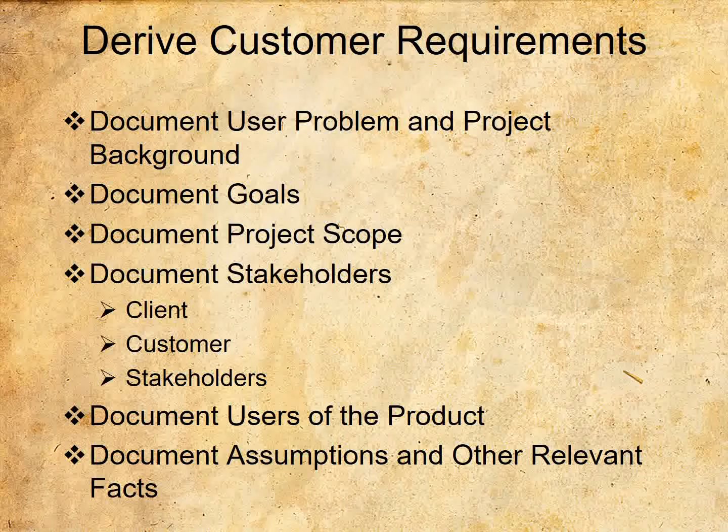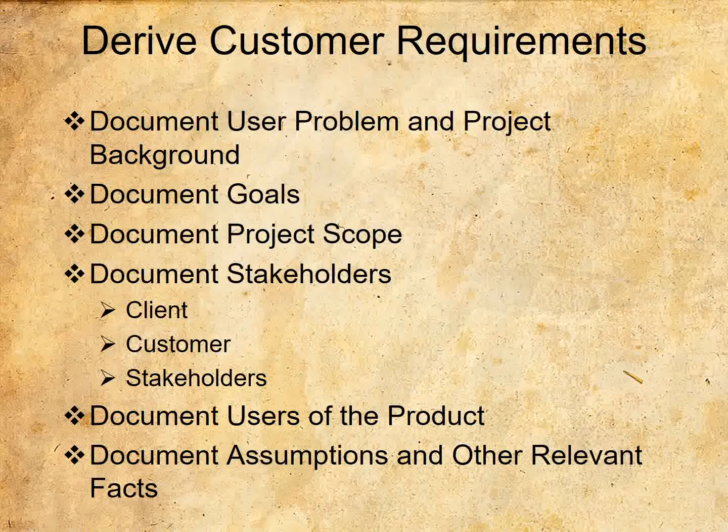Document users of the product. Review the to-be process design documents and determine the users of the product. Users are described as roles of people who interact with the system. Document the identified roles in the customer requirements document.